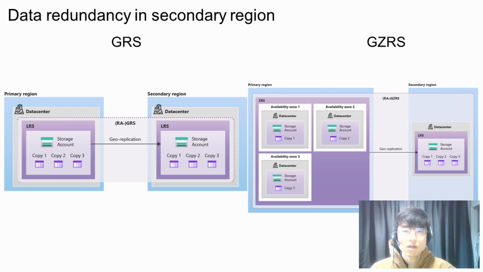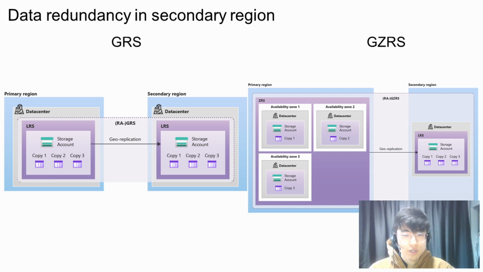Well, with the GRS and GZRS, by default, you cannot access those files unless the data copy in the primary region is all inaccessible. So in order for us to access our data copy in the secondary region, even without the primary region failing, what we can do is enable the read access. You can think of RA-GRS and RA-GZRS as the fancier versions of GRS and GZRS.